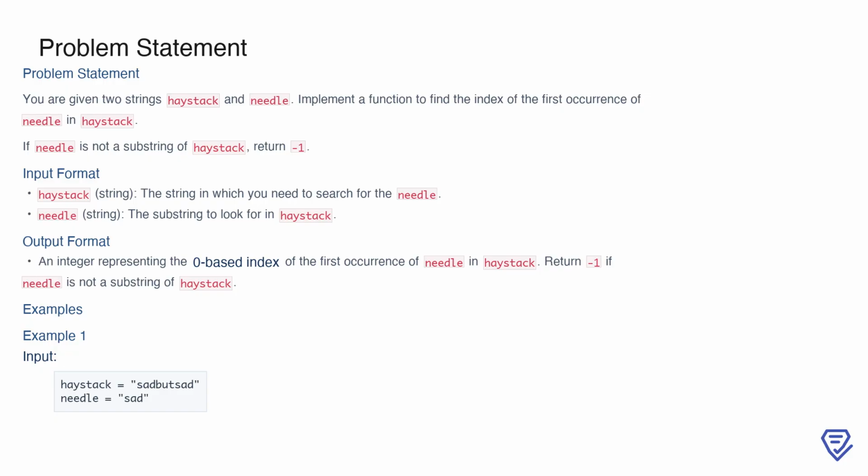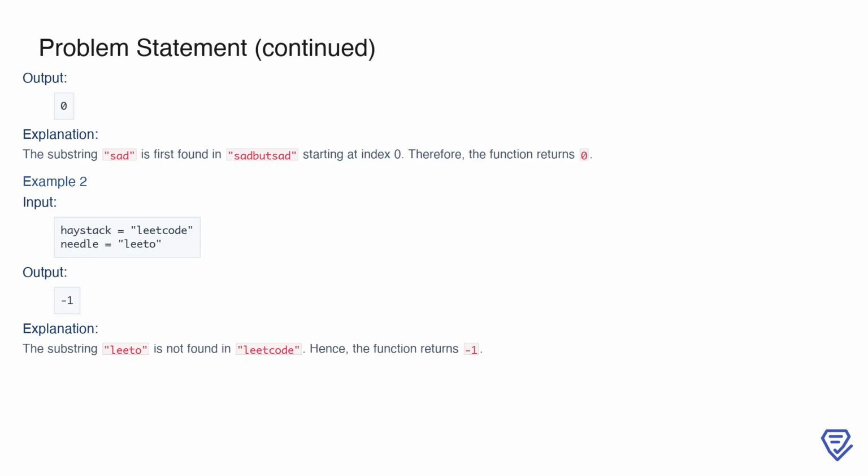This is the core task we are solving here, so understanding the input and output expectations is critical before diving into examples. For instance, in the first example, the haystack is the string "sad but sad" and the needle is "sad". The output is 0 because "sad" first appears at index 0 in "sad but sad". On the other hand, in the second example, the haystack is "leetcode" and the needle is "leeto". Here, the output is -1 because "leeto" is not found within "leetcode".